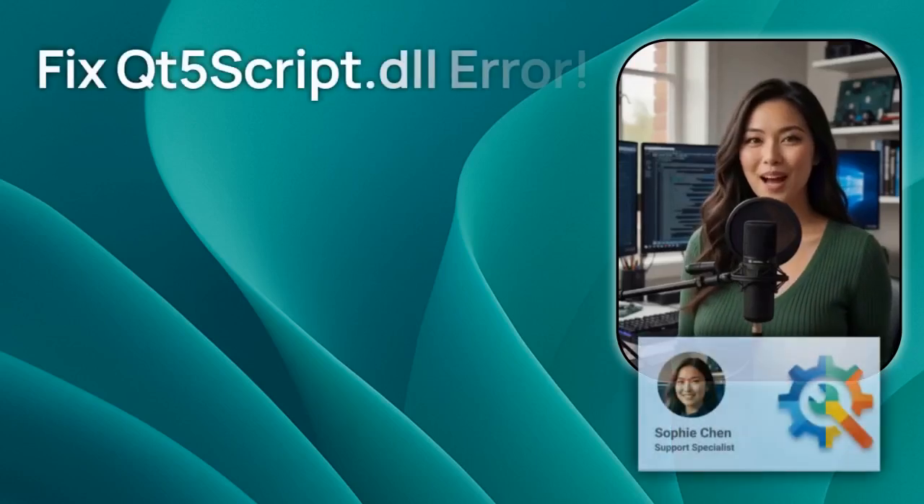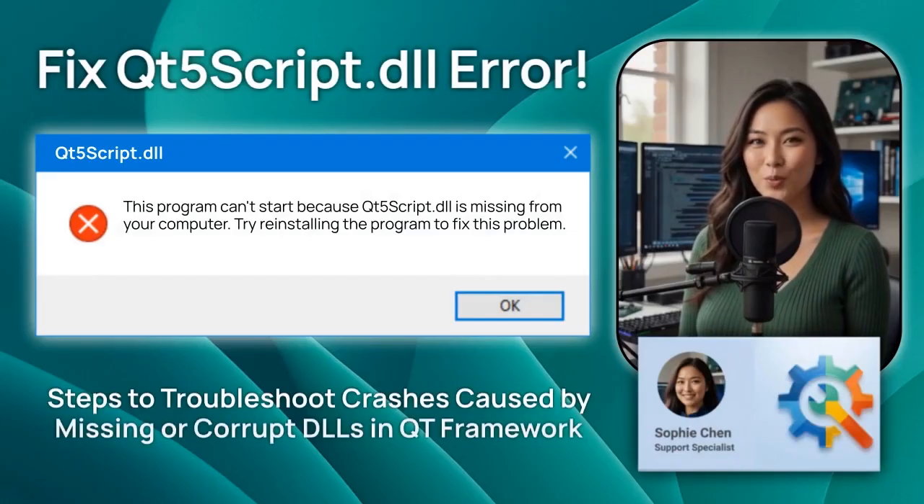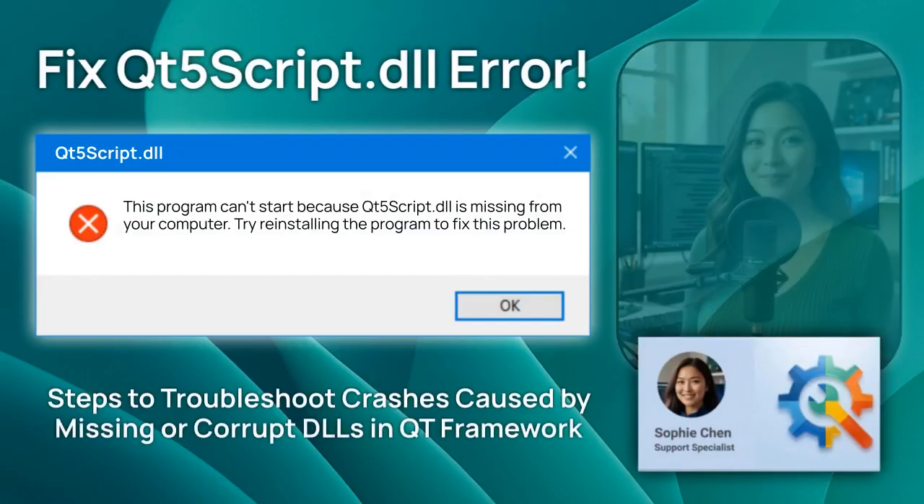Is Qt framework pathing failed due to the Qt5Script DLL? I'm Sophie Chen, a Windows System Specialist. Let's repair your internal links and get you back to work.